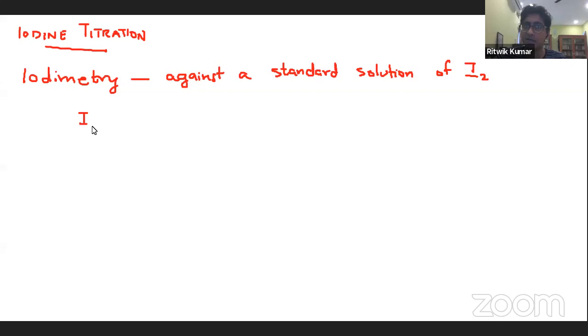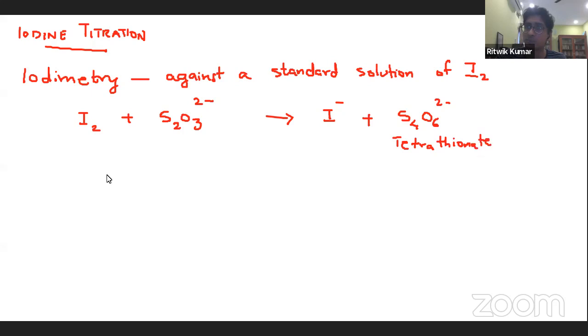So you have iodine reacting with your thiosulfate. Now iodine goes to iodide, right? What does thiosulfate go to? S4O6 2 minus, and this is known as a tetrathionate. This is thiosulfate. Basically a sulfate, SO4 2 minus, with one oxygen replaced by sulfur. So thiosulfate.